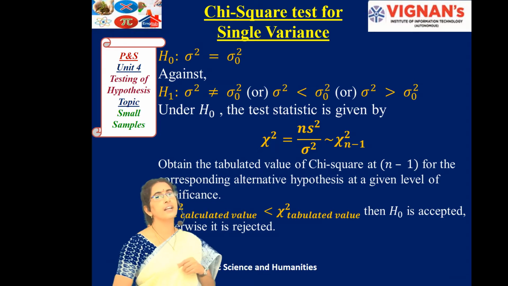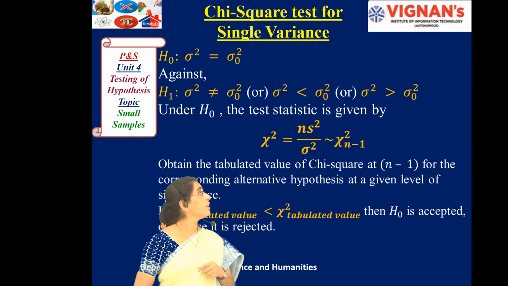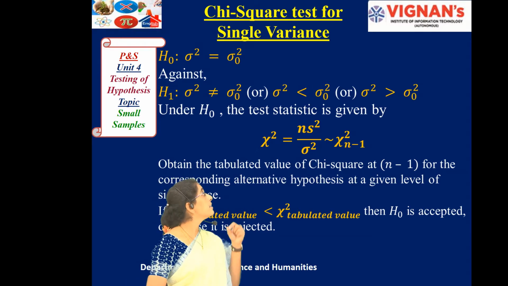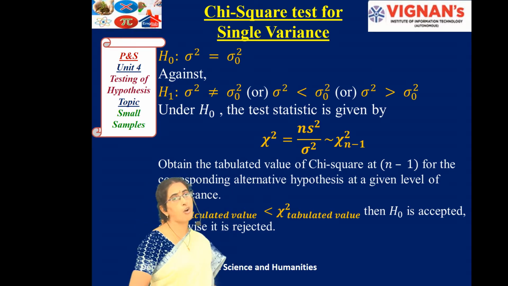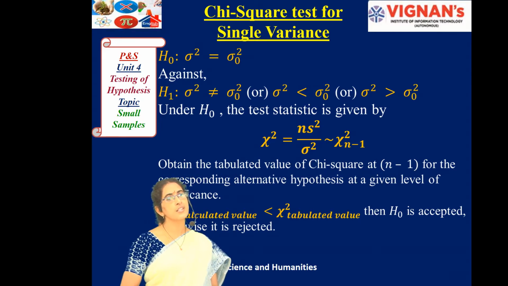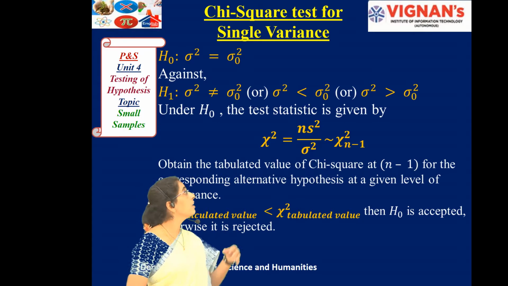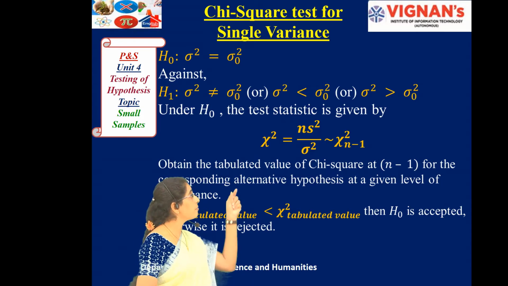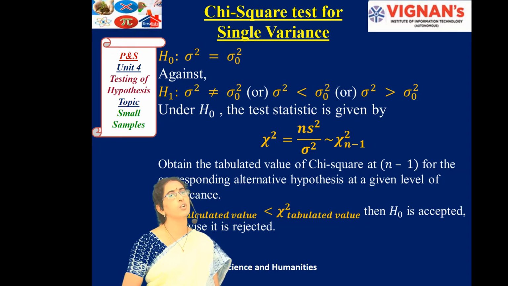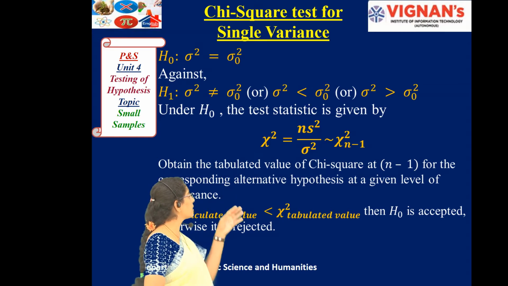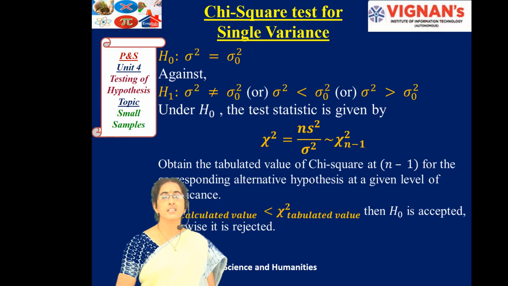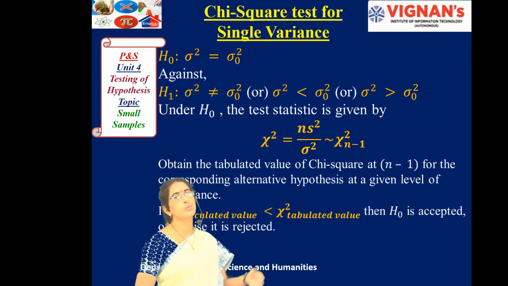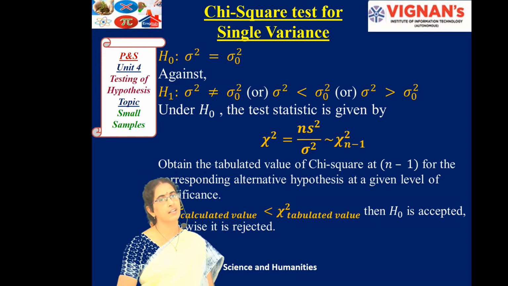Regarding the test for single variance, the null hypothesis is given by sigma square is equal to sigma naught square. Sometimes they may ask you to test the standard deviation. Then the null hypothesis will be sigma equal to sigma naught, where sigma square is the population variance and sigma naught square is a specific constant. That's what we have to test here. As the alternative hypothesis, it can be two-tailed, that is sigma square not equal to sigma naught square, or one-tailed, that is sigma square either less than or greater than sigma naught square.